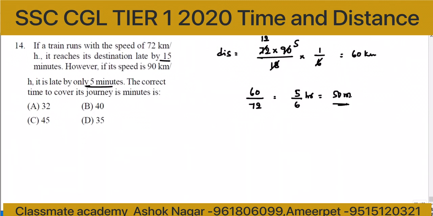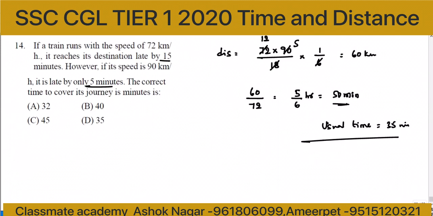50 minutes is not the correct time. 50 minutes is 15 minutes late. If you reach 15 minutes late, you are taking 50 minutes, which means the usual time is only 35 minutes. This is one way, right?